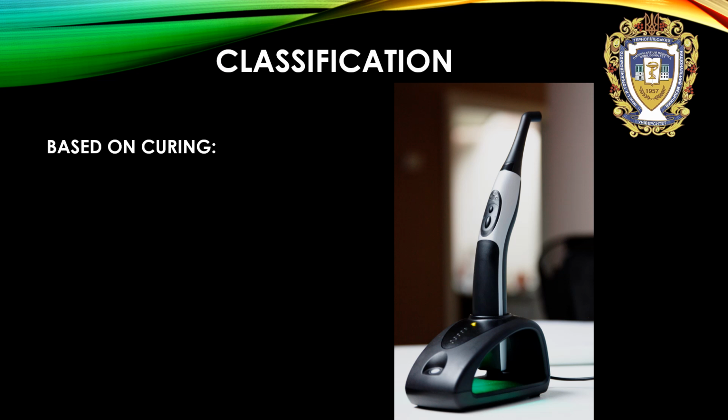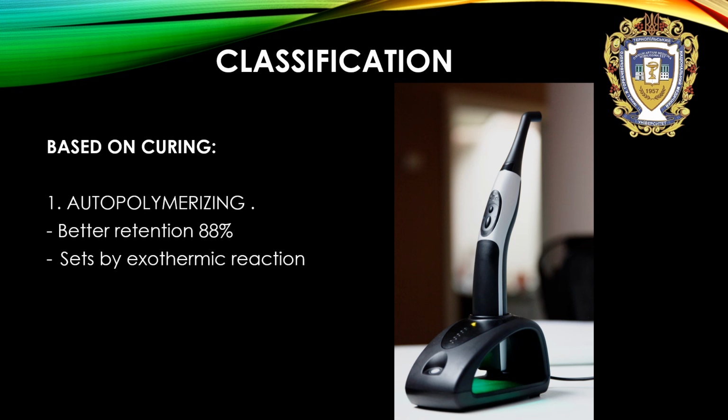And classification based on curing. According to this, sealants are divided into auto-polymerizing. Features of this group are better retention, near 88%, and they set by exothermic reaction. And light cure. Level of retention is less, near 75%.